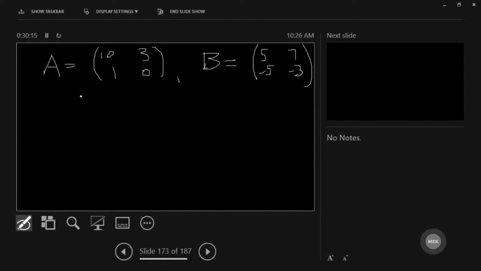So the first thing they want us to do is to calculate the product AB. That's what they want, the product. So we know we're going to multiply row by column, row by column. So it's 10 times 5. So the product AB, so 10 times 5 and 3 times -5.